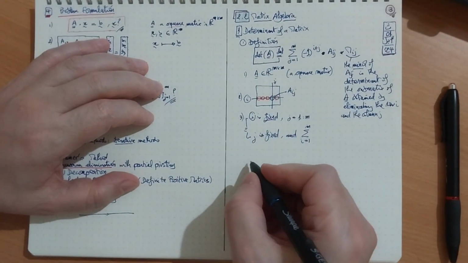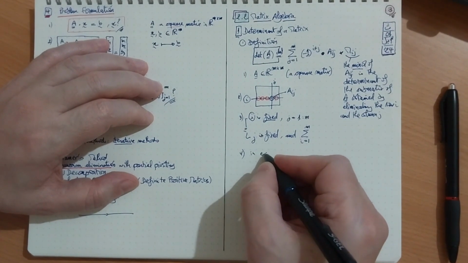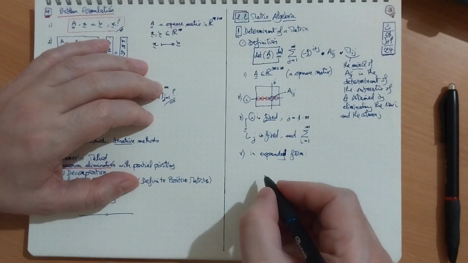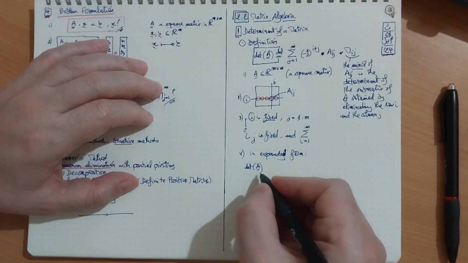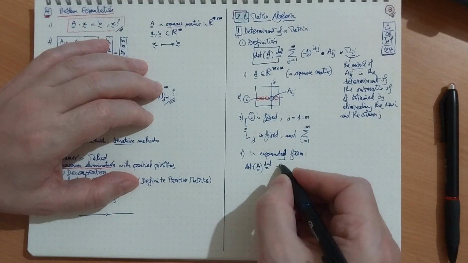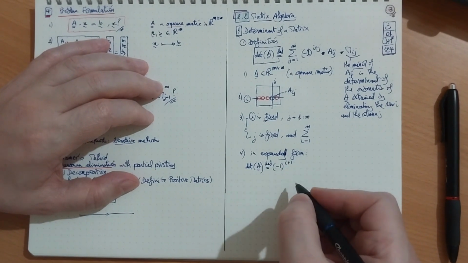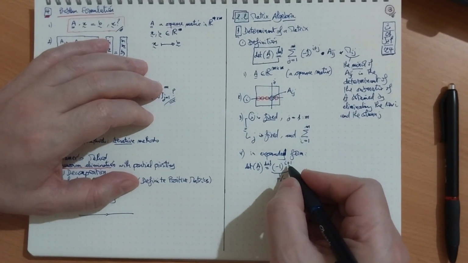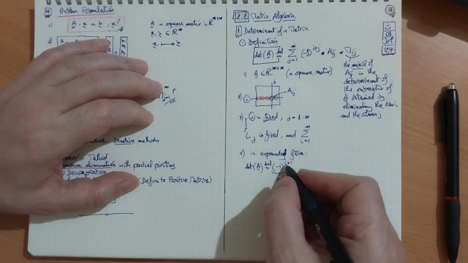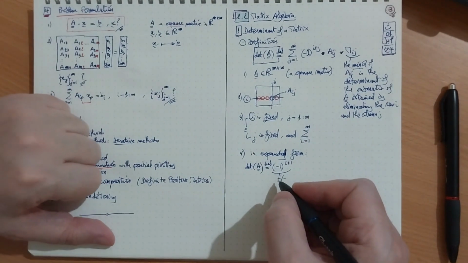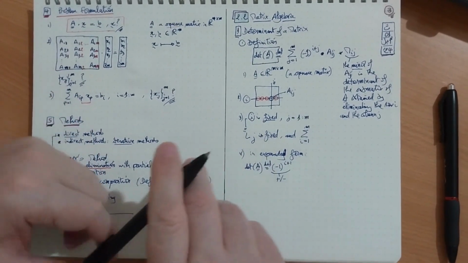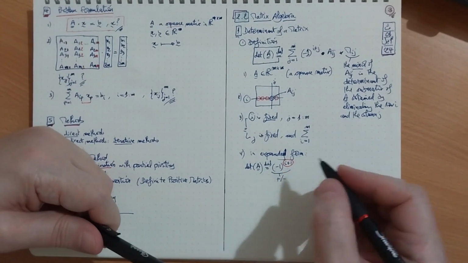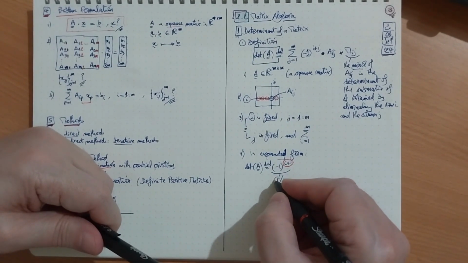Let's expand the sum. In expanded form, we get the determinant of A is, by definition, minus 1 to the power of i plus 1. So this can be plus or minus. If i plus 1 is an odd number, then it is minus. And if the exponent is an even number, then it is plus. So it depends on the exponent. You do not have to calculate it, of course. It just means the sign will alternate between plus and minus.